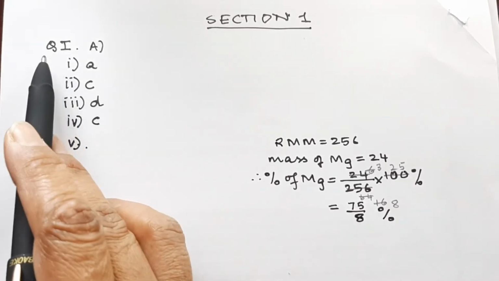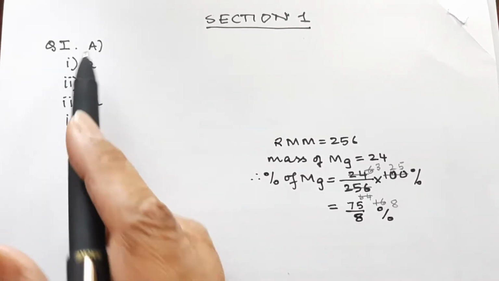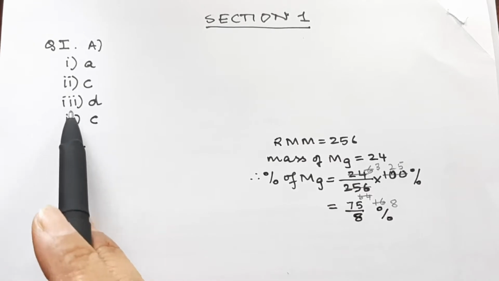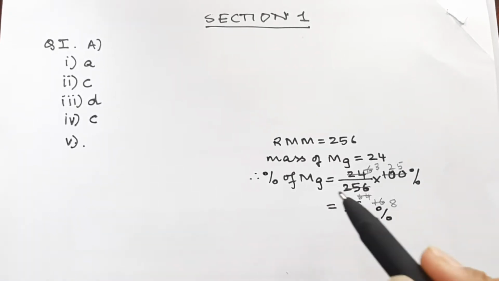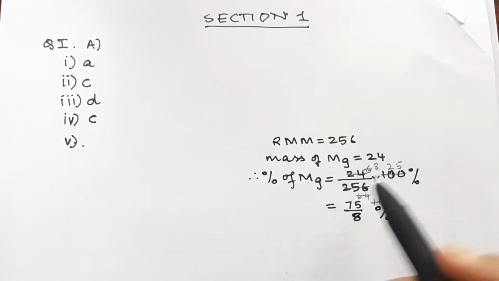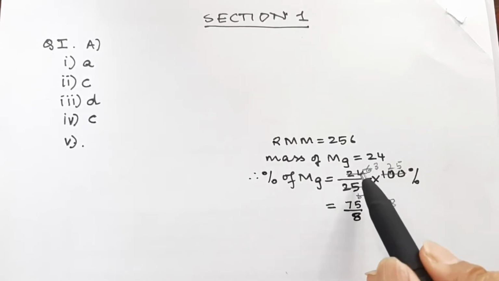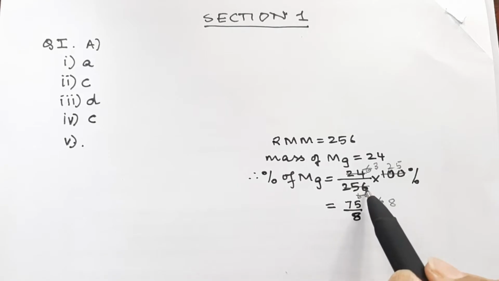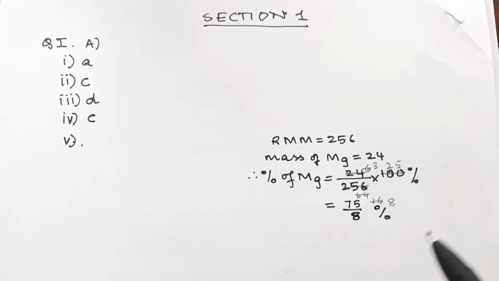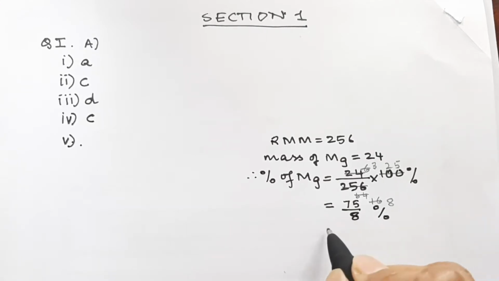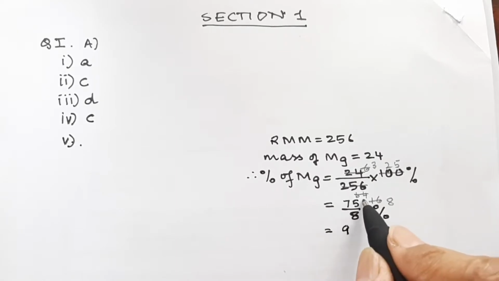So I have written the answers for question 1A, first part, second part, third part, fourth part, and the fifth part is where we have to calculate. So our calculation, as I told you: percentage of Mg will be mass of Mg upon the mass of the whole compound multiplied by 100%. And so after calculations, we get 75 upon 8, and that will be equal to 8 nines are 72, remainder 3.